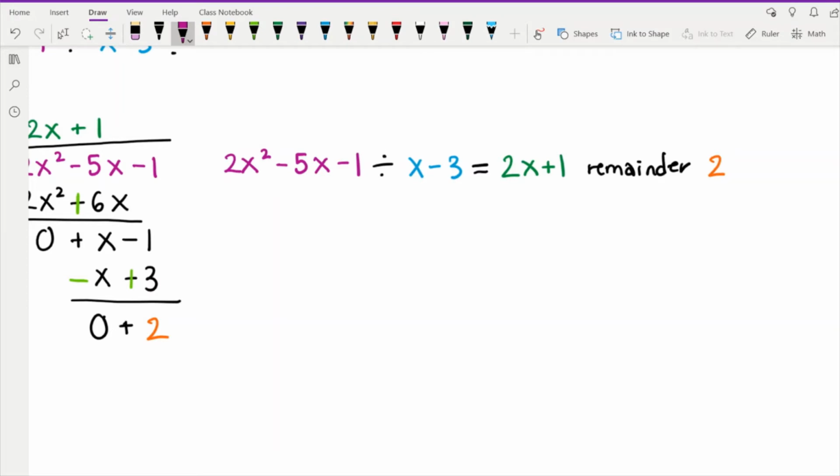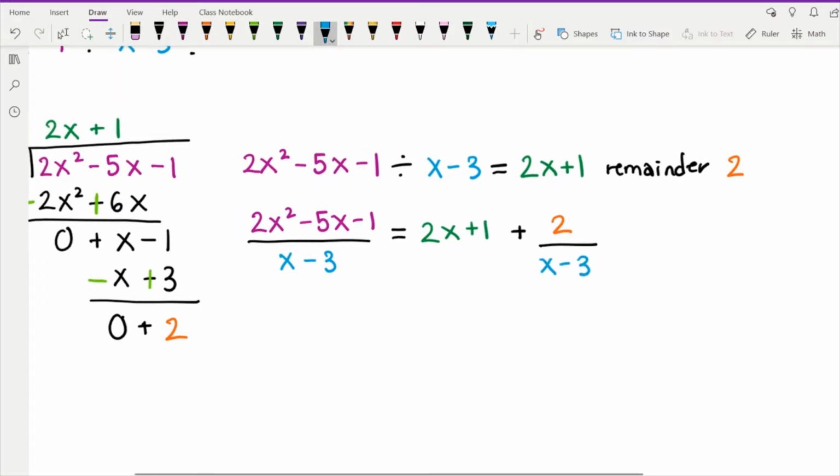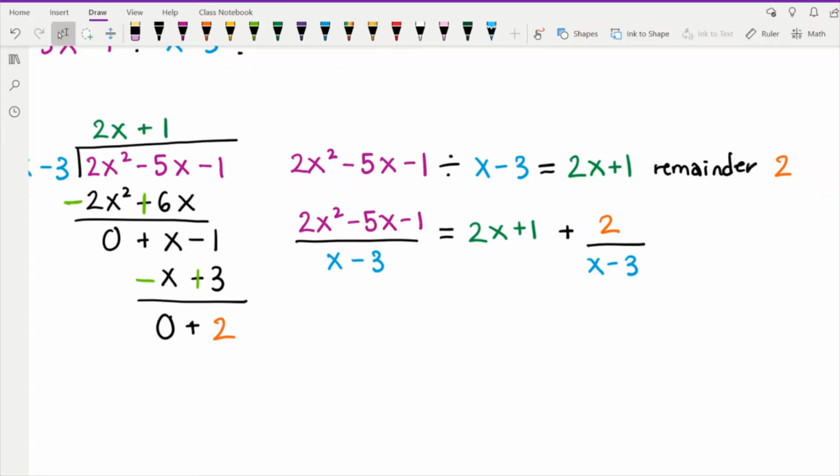What would be another way of writing that? Well, we could instead say it like this: 2x squared minus 5x minus 1 divided by x minus 3 is equal to 2x plus 1. And then how can we express our remainder? Well, it's not just 2, it's 2 over x minus 3, right? Because that's what we were dividing by. You can think of the thing you're dividing by as kind of your units, right? That's saying you're counting how many of those fit into your polynomial. And so if you have 2 left over, it represents 2 x minus 3s, basically.